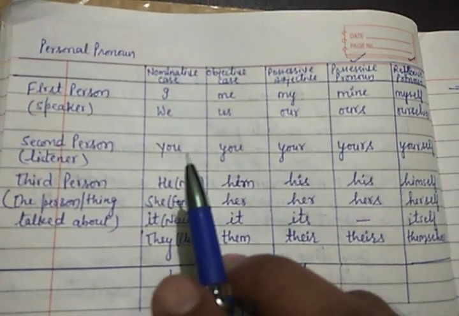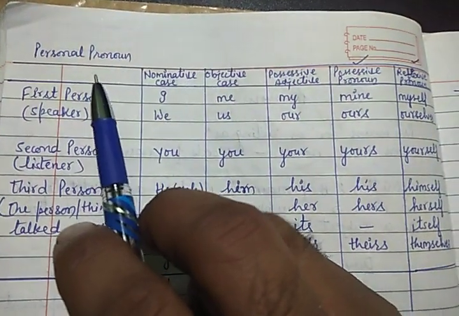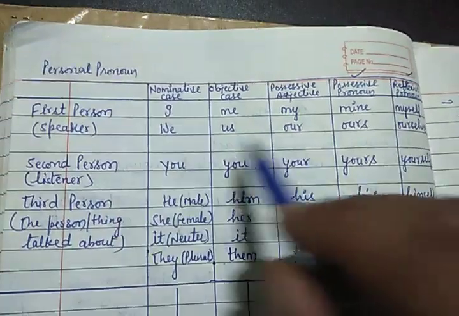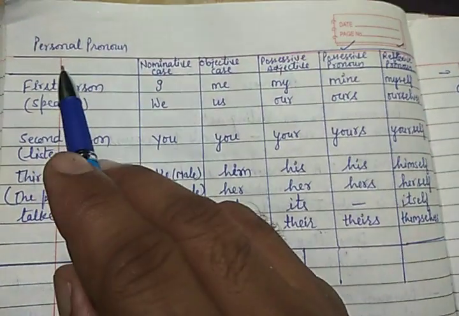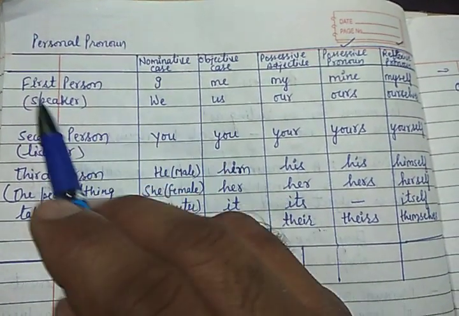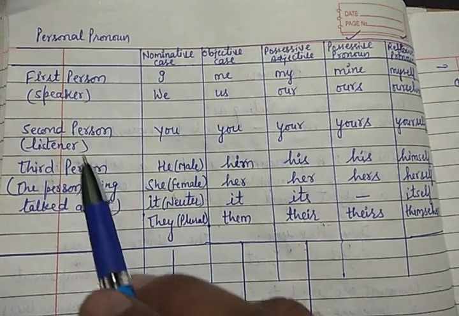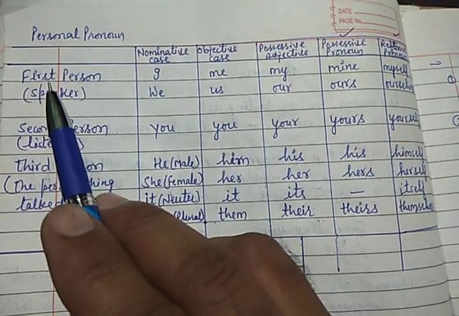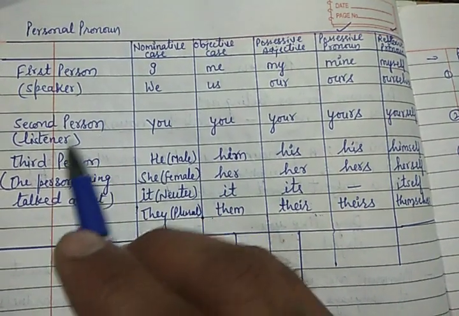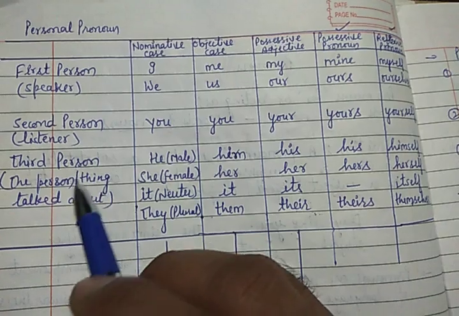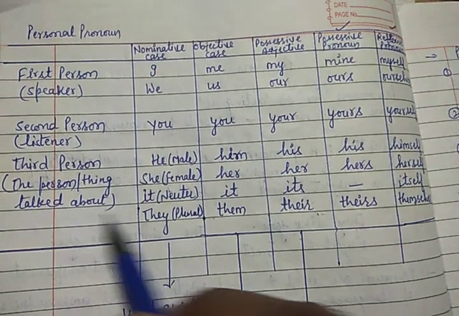The table that is in front of us can give us information about personal pronoun, possessive pronoun, and reflexive pronoun. Personal pronoun consists of first person, second person, and third person. We need to know that the first person is the speaker in a sentence, the second person is the listener, and the third person is the person or thing who is talked about.